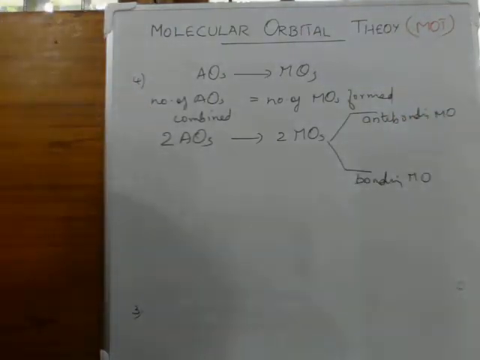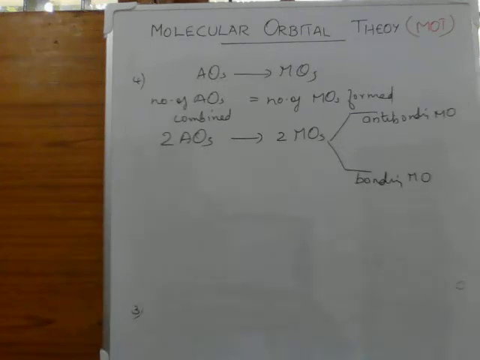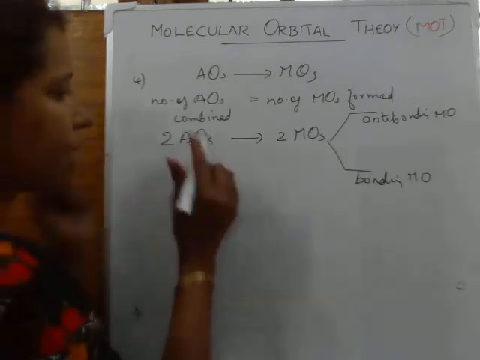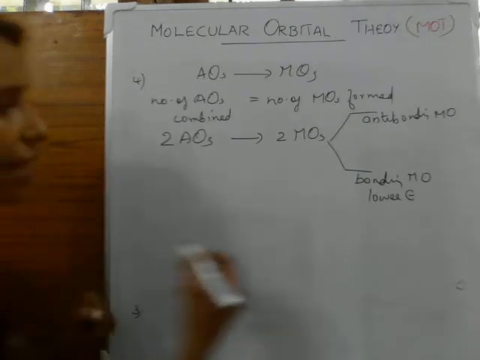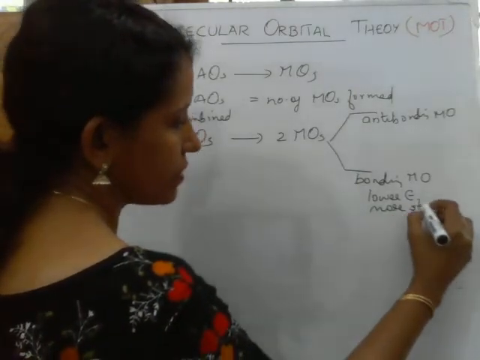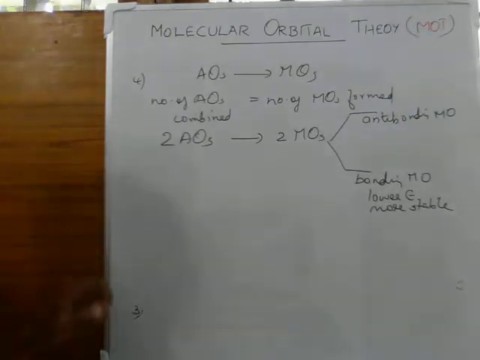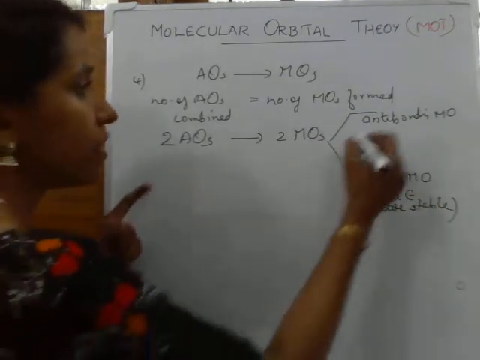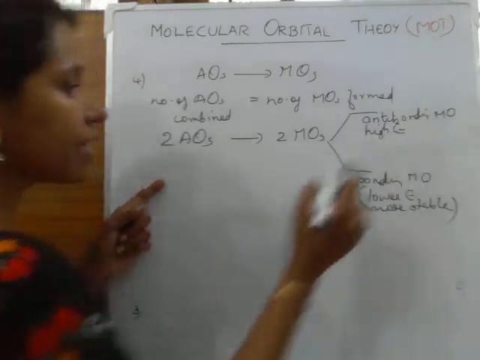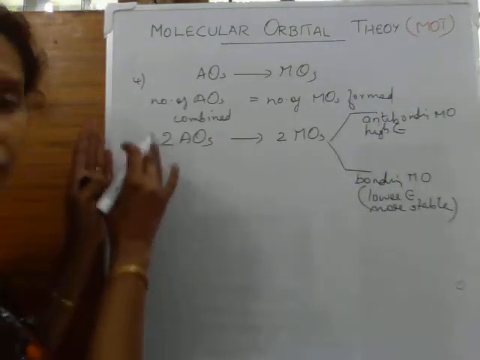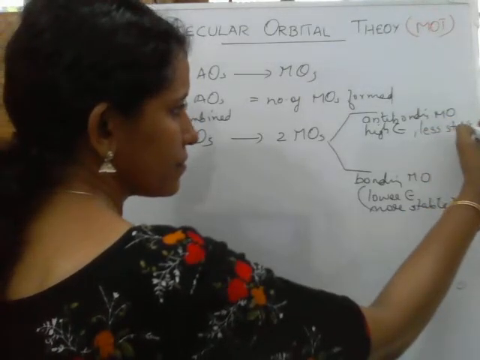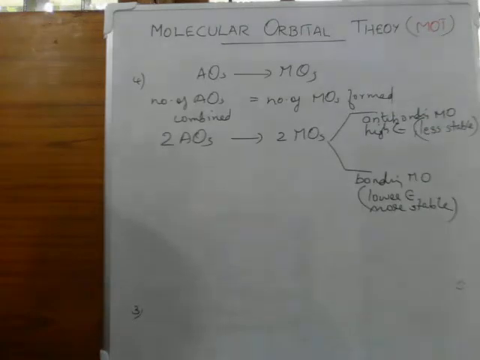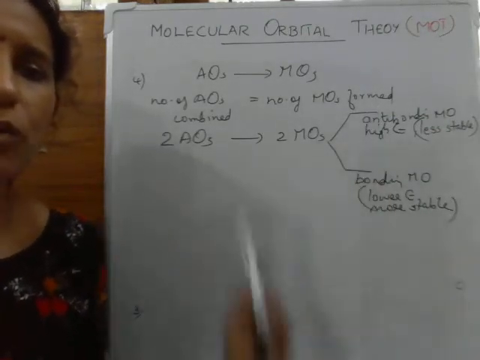The bonding molecular orbital has lower energy than the combining atomic orbitals. It has lower energy and hence it is more stable. Whereas the anti-bonding molecular orbital has higher energy than the combining parent atomic orbitals. Hence they are less stable. So molecular orbitals are of two types: bonding molecular orbital and anti-bonding molecular orbital.